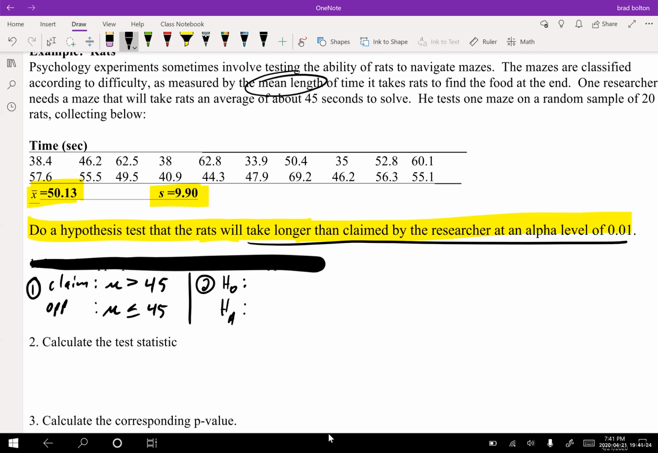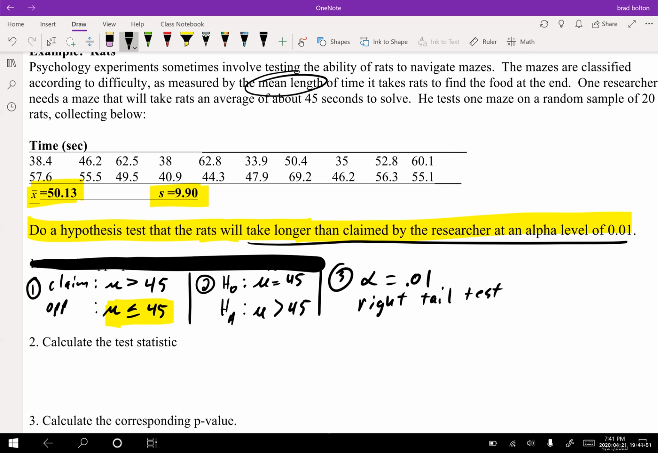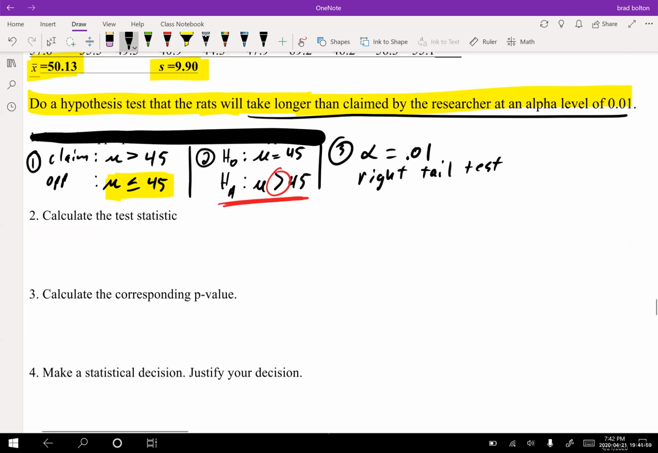So now the null has to be the one that had the equal sign. Well, that is this guy. He had the equal sign. So the null is mu equals 45, and the alternate would be mu is greater than 45, okay? Now we know step 3 is the easy step. The alpha level is 0.01, and we know it is a right tail test. How do we know that? The alternate hypothesis has a greater than, so we know it's right.